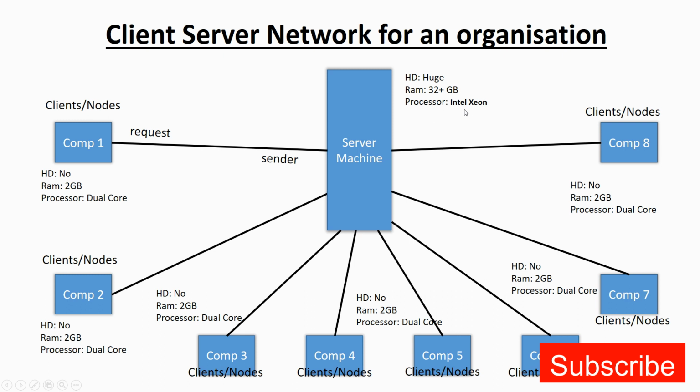I've given an example over here, the Intel Xeon. So a server machine is one powerful computer and it serves all the client PCs. Whenever we want to access anything, a request is sent to the server machine. The server machine will process that request and send it back to that particular computer. So this is a request and that's the sender. This is how the entire architecture works.